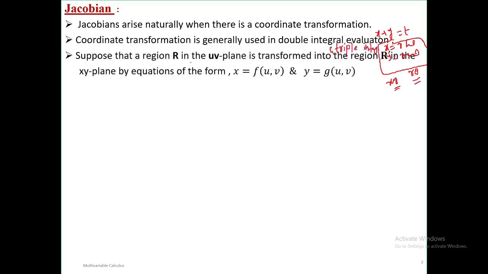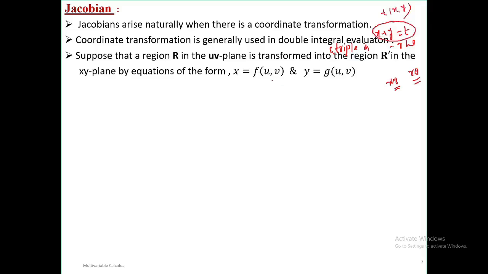Suppose that a region R in the UV plane is transformed into a region R dash in the XY plane by equations of the form x is equal to f of u and v, y is equal to g of u and v. Earlier I said t is a function of x comma y, because x plus y is equal to t. Similarly, f is a function of u and v, and I am calling that function x. For example, u plus v is equal to x, and u minus v is equal to y. So this is a transformation.